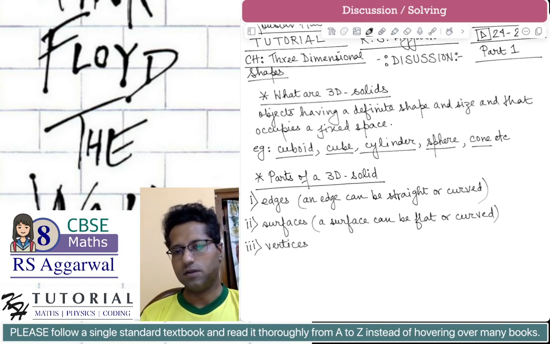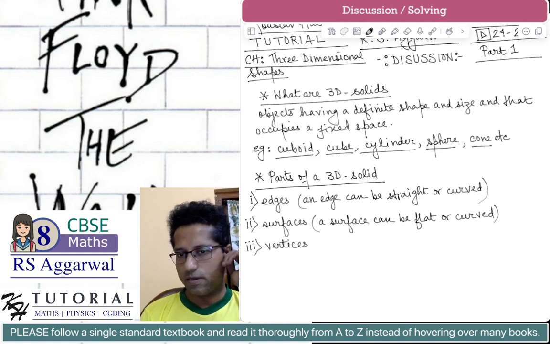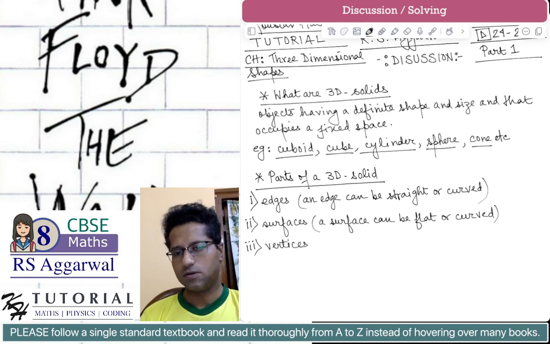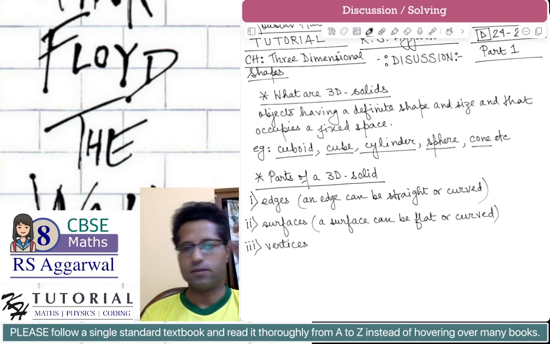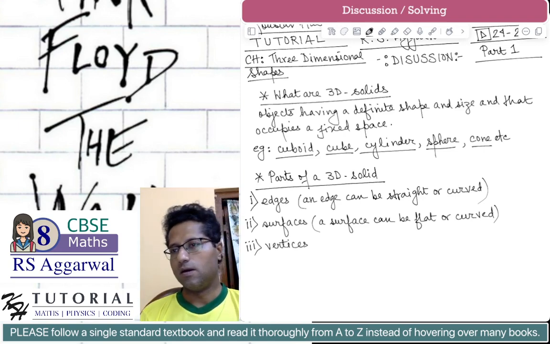Okay. Now, what are the basic parts of a three-dimensional solid? We have surfaces, which are also known as faces. The surface can be flat or it can be curved. Just like in a sphere, the surface is curved, but for a cube or a cuboid, all the faces are flat. So it has some faces or surfaces.